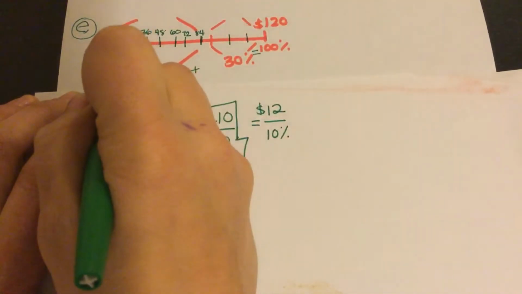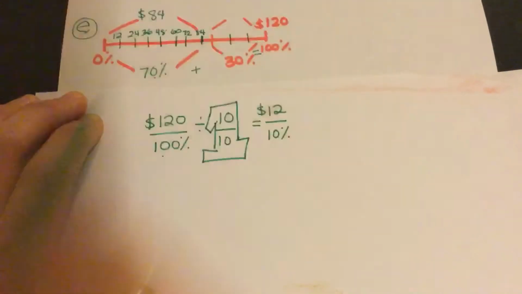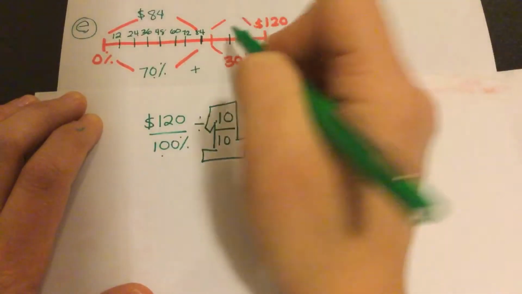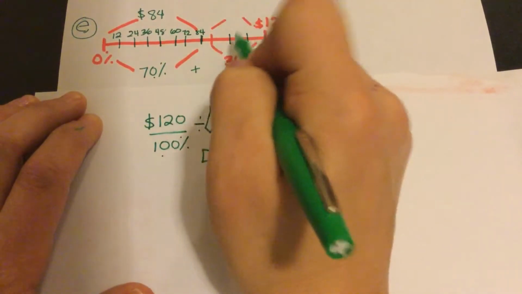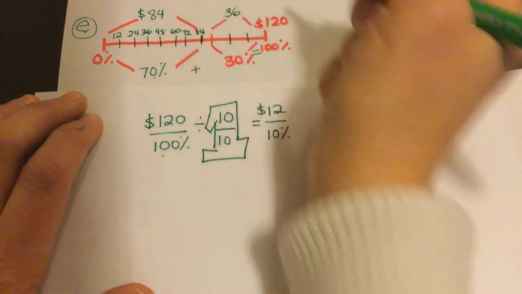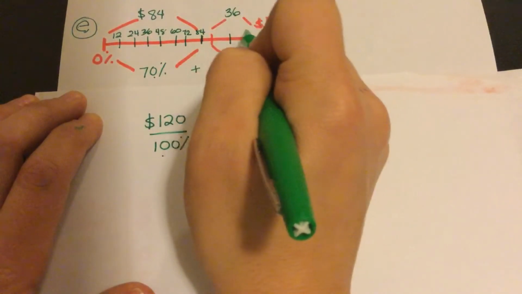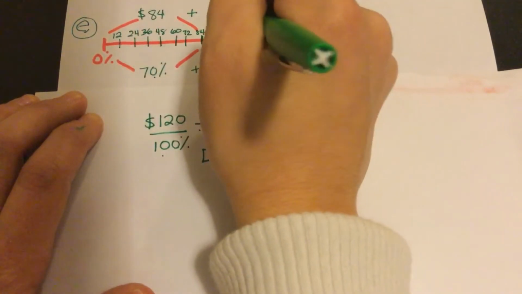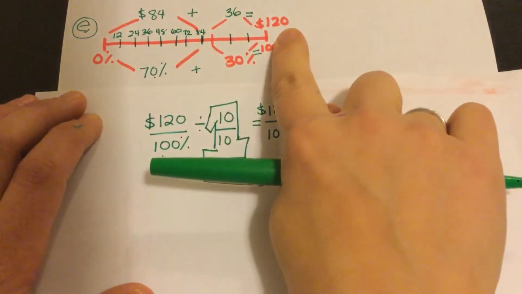I can see that 12 times 7 gives me 84. So I'm going to write in $84 for that amount. And then I have 3 more tick marks left. 12 times 3 gives me 36. I could even continue counting by 12s and labeling if I needed to. I know that 84 plus 36 gives me 120. I've confirmed that my answer is correct.